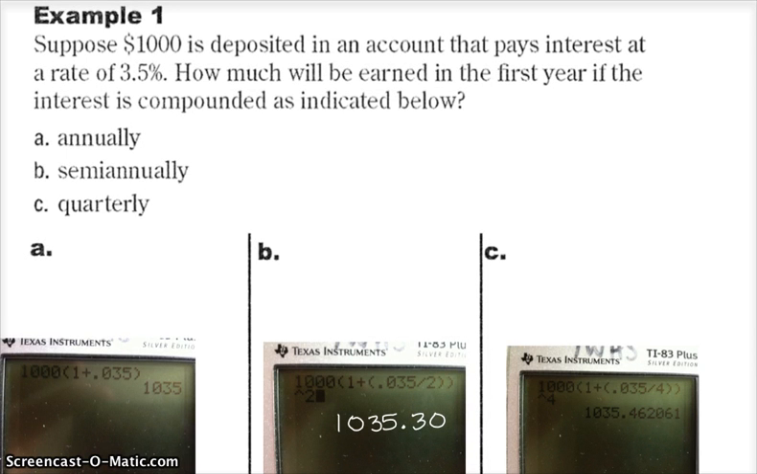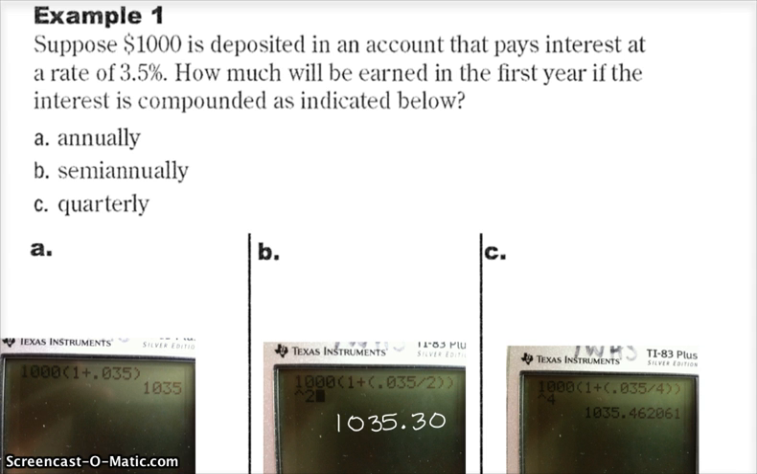So, when looking at example 1, we are going to calculate the amount in the account if $1,000 is deposited at an interest rate of 3.5% and look at the difference between compounding annually, semi-annually, or quarterly. Now, I'm going to set up the equation for each one, and then I've shown you the calculator display so you can see how to plug these numbers into the calculator.